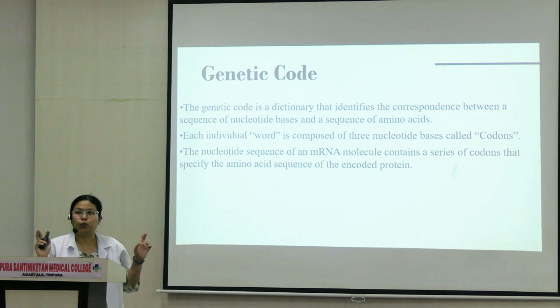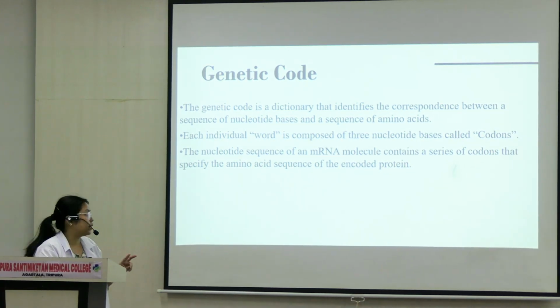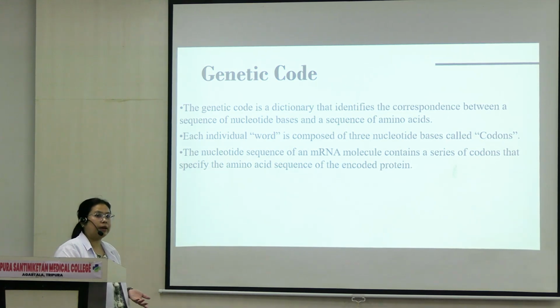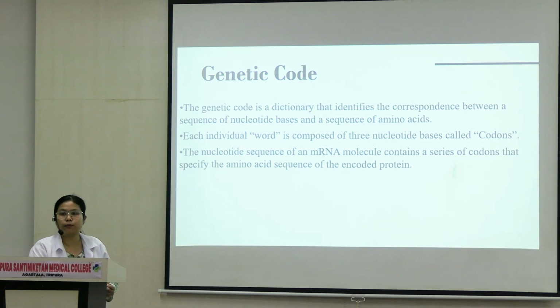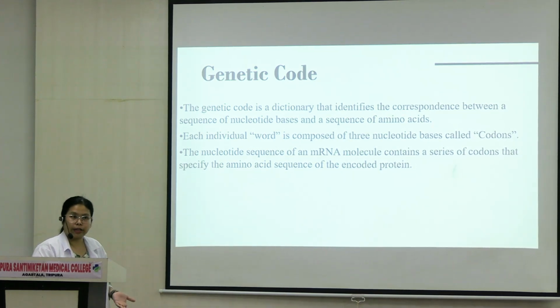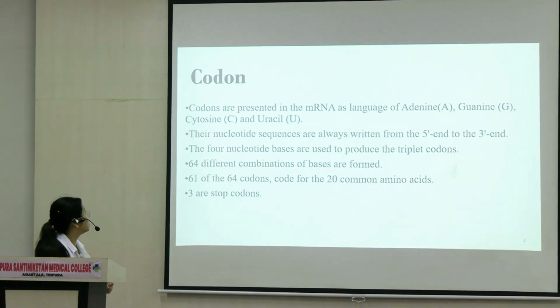Each of these so-called words is represented by 3 nucleotide bases. Okay, they are called codons. And where are they located? They are located on the mRNA strand. We have seen through transcription that the mRNA strand that has been formed consists of a number of nucleotides, right? Each group of 3 is called a codon.